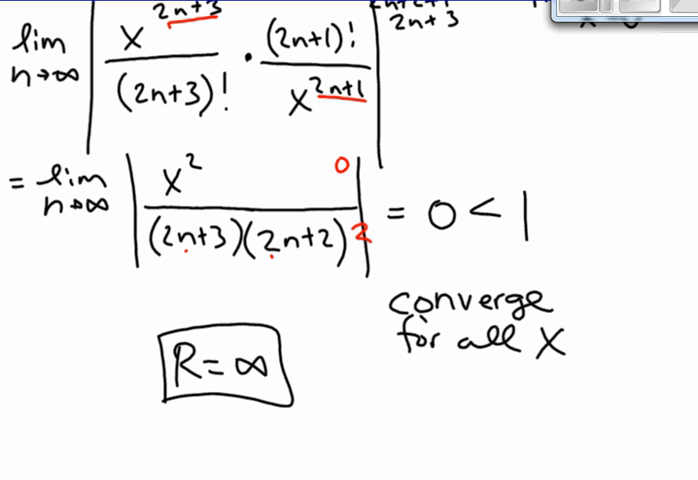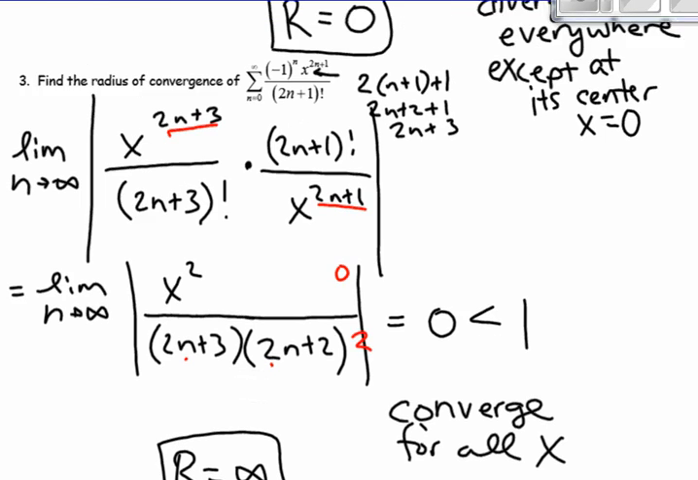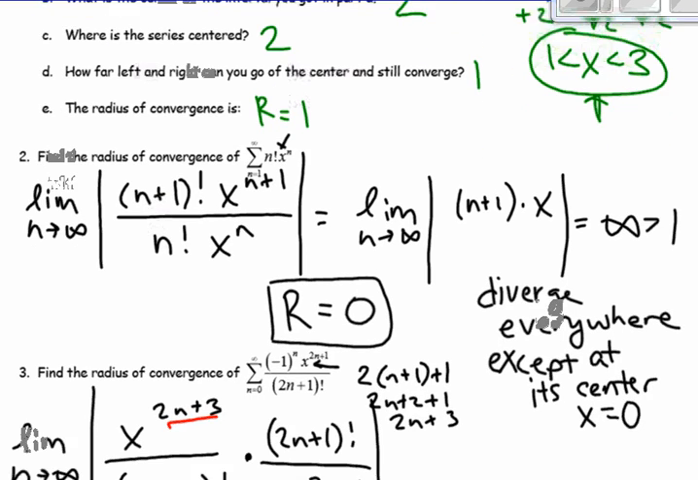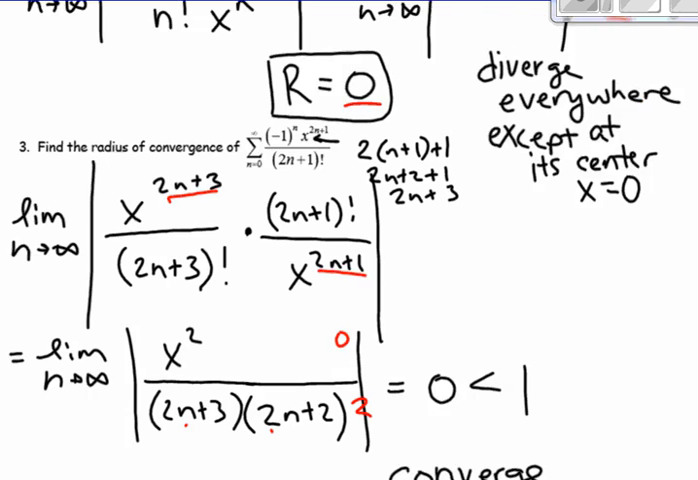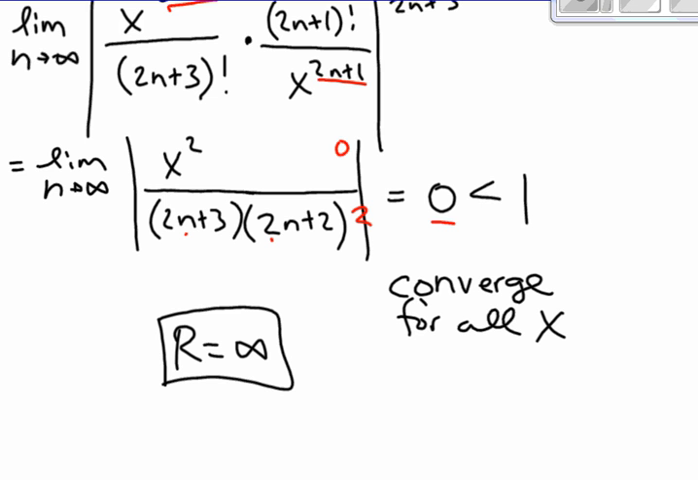So just to make sure you don't get it confused, because I know it can be confusing: in part 2, we got infinity as our limit, but our radius was 0. And then for number 3, we got 0 as our limit, but infinity was our radius. So don't get that confused. Make sure you understand what you're saying when you're looking for the radius.